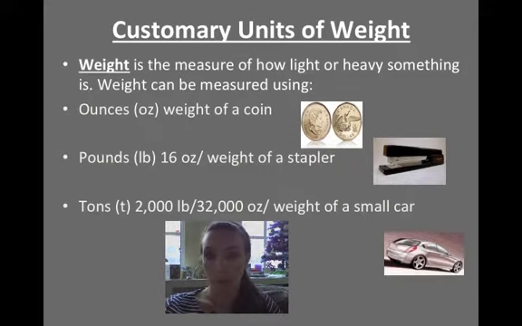Remember, customary is the United States version with all the different units, and then metric is what the rest of the world uses. So in the customary measurement, we talk about weight. Weight is the measure of how light or heavy something is. Weight can be measured using ounces, which is about the weight of a coin, pounds, which is equivalent to 16 ounces, so 16 coins would make about the weight of a stapler, and tons, which is about 2,000 pounds, 32,000 ounces, or about how much a small car weighs. So these are the United States units of weight.